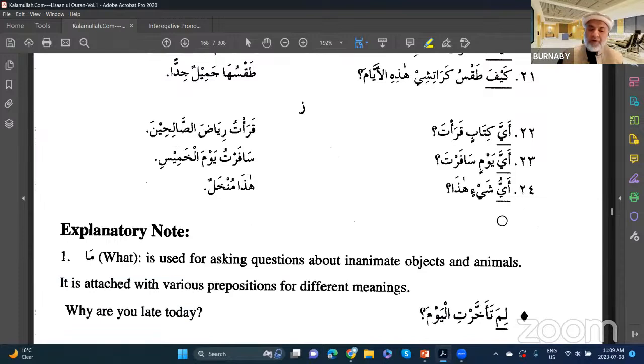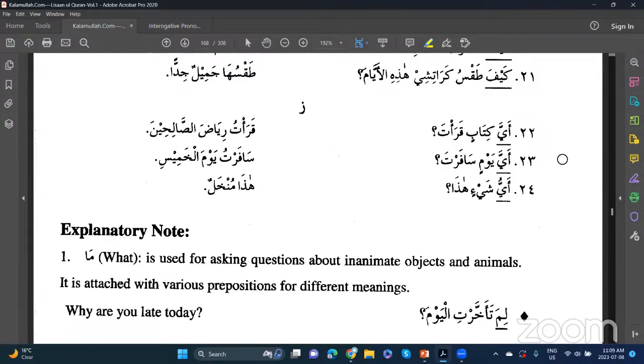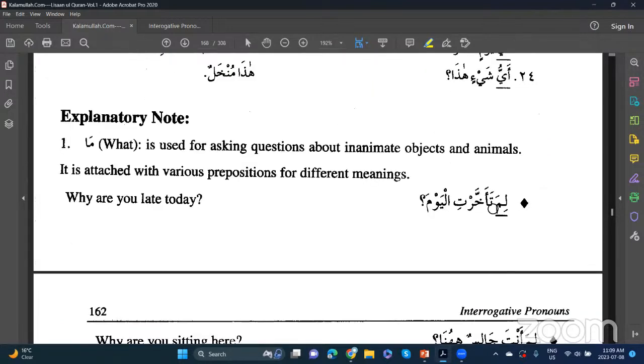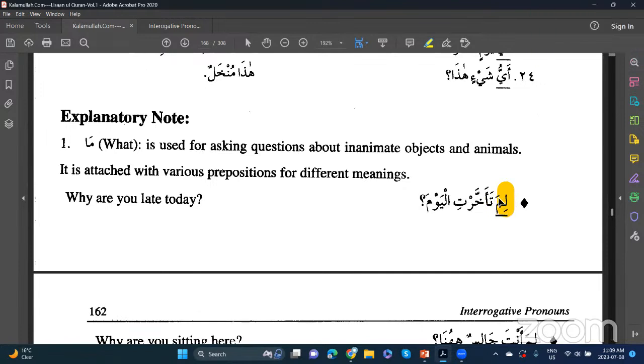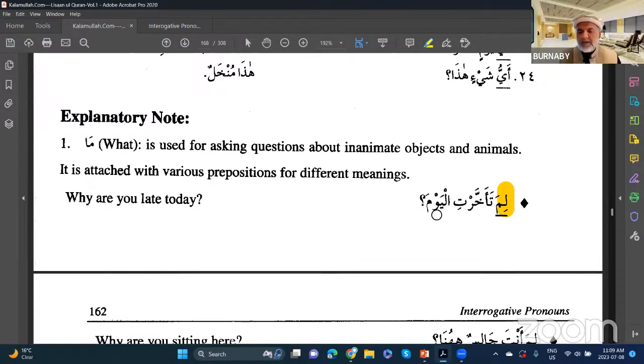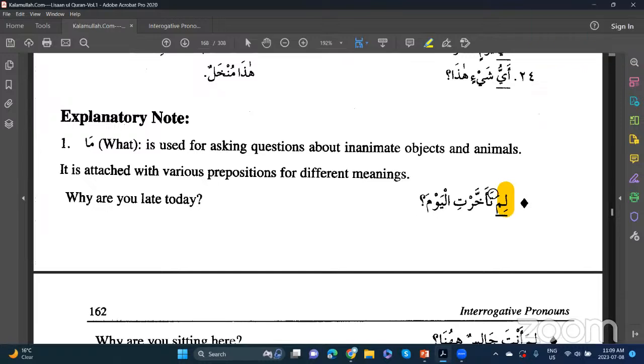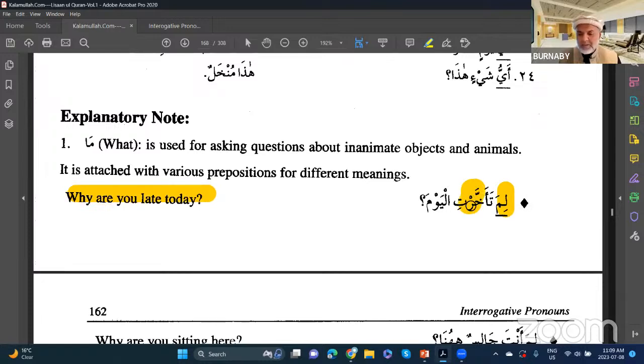Okay. So far so good, guys. You getting the idea what's going on? Alhamdulillah. Okay. Remember, lima is why. Lima ta'akhkharti al-yawm. Why are you late today? Akharti is ta'khir. You know ta'khir, right? Ta'akhkharti al-yawm.